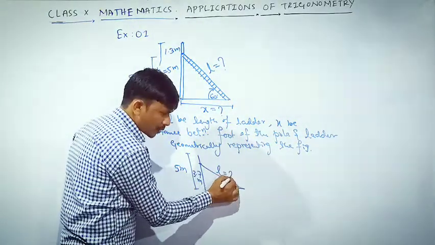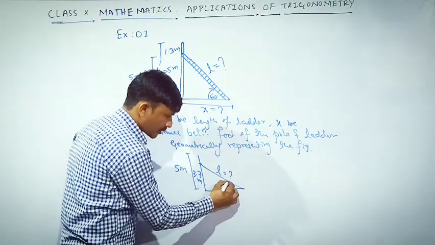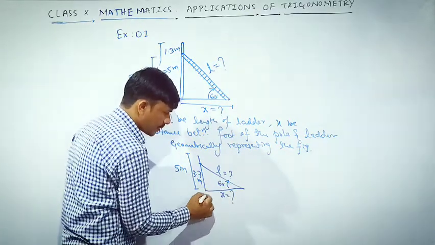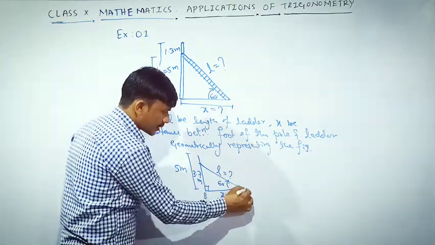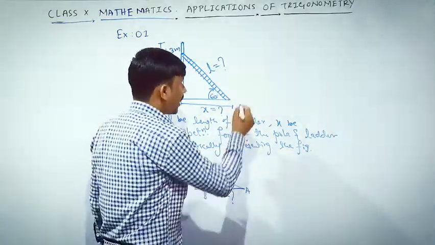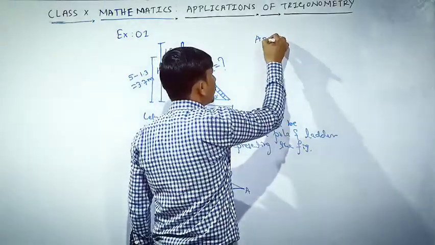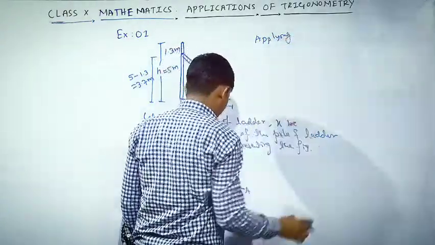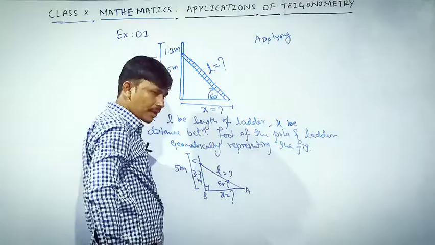L is equal to question mark, x is equal to question mark. What is this angle? 60 degree. Consider this one as B, this one as A, this one as C. Next, applying tan, applying sin. Let's apply. We can apply sin, we can apply tan.